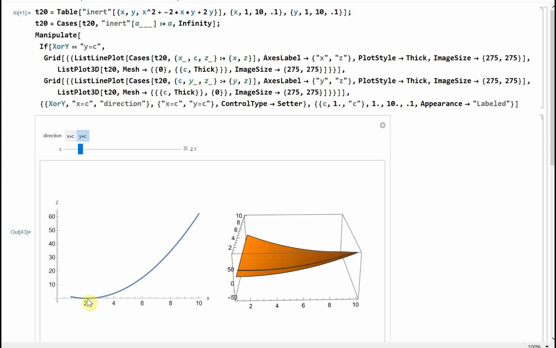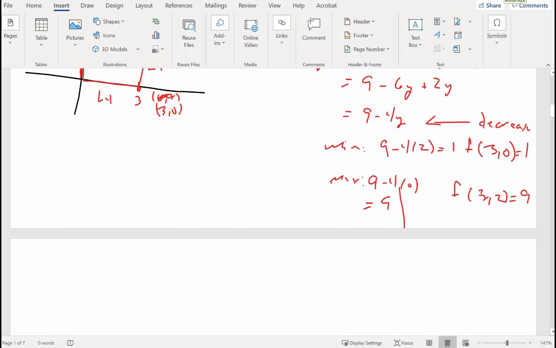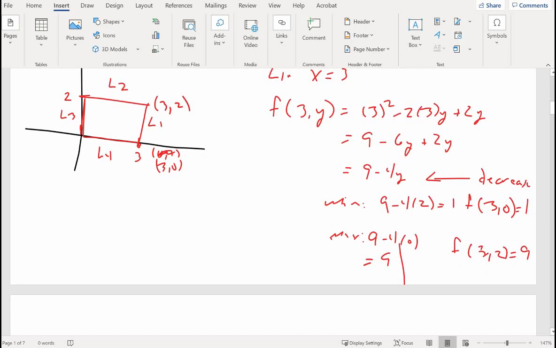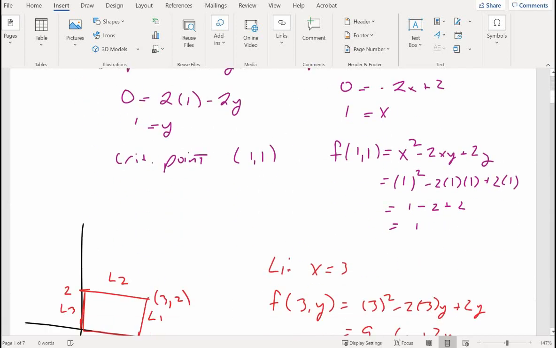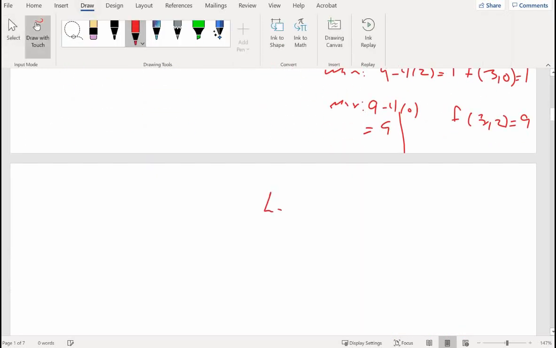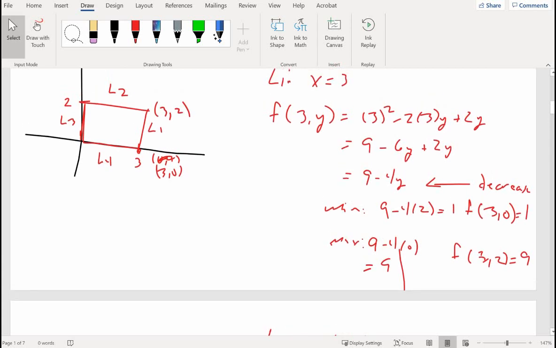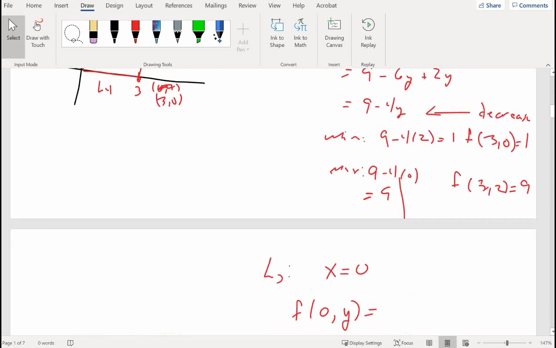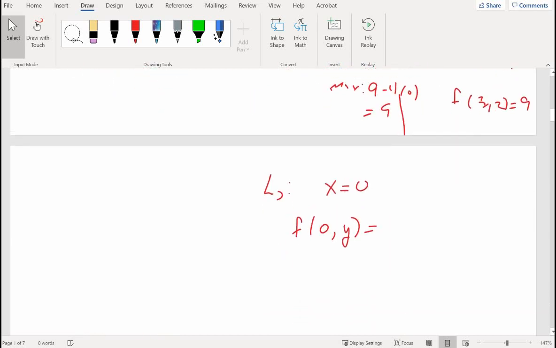So when we get to that, we're going to have to look at where the vertex is and stuff like that. Okay? So I'm going to go ahead and do the left and right sides. Why not? Okay, so we've got L1. So let's look at L3 and see what's going on there. With L3, that's where x equals 0. So we put 0 in for x for our function, and you're going to see that we just wind up with 2y, right?